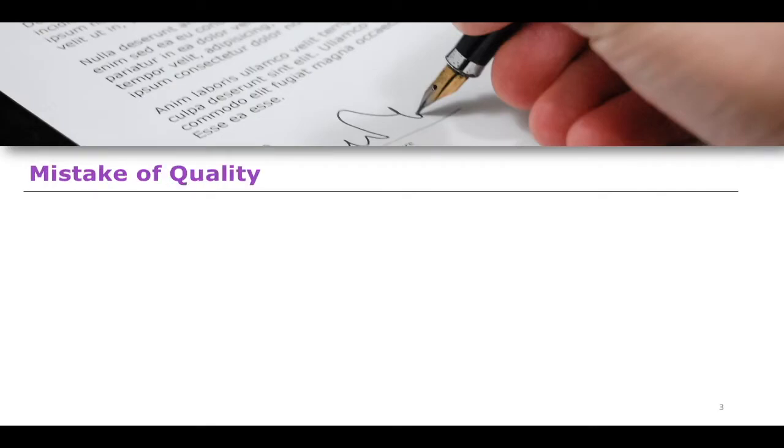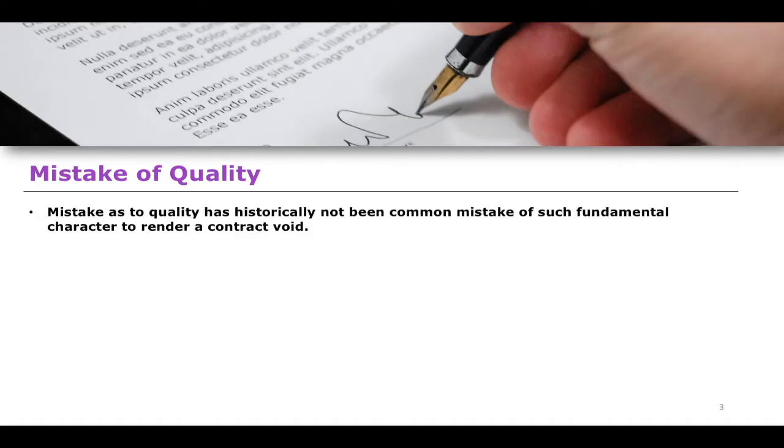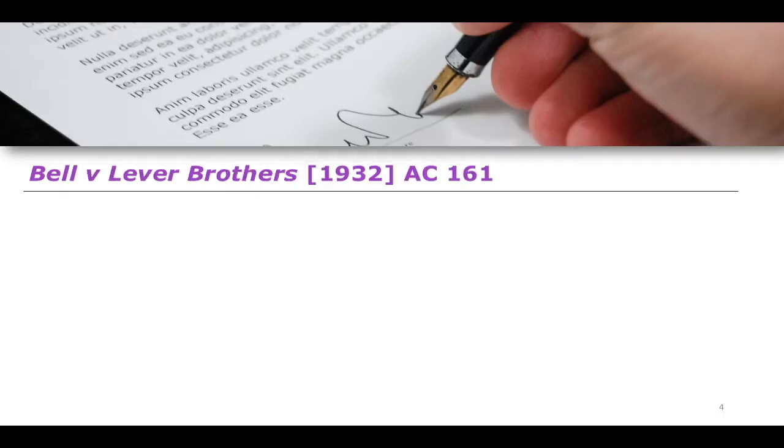Now, mistake of quality has historically not been considered a common mistake of such fundamental character as to render a contract void. That's not historically how common mistake has operated. There are two main cases which illustrate this point quite clearly.